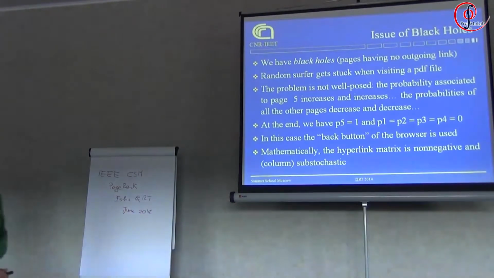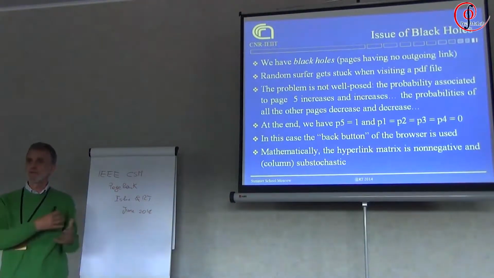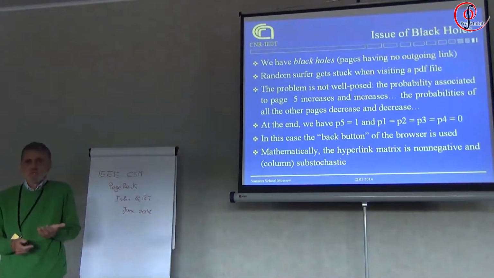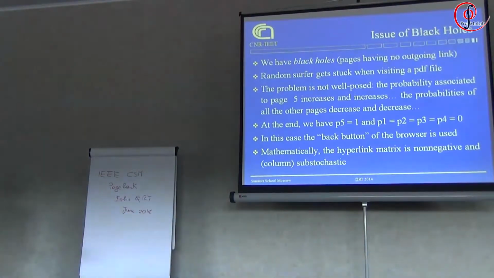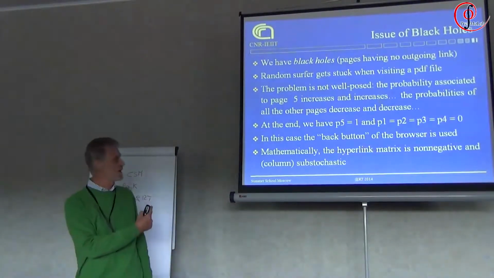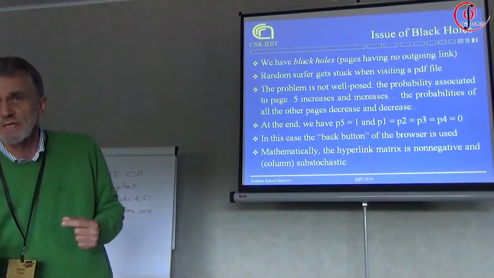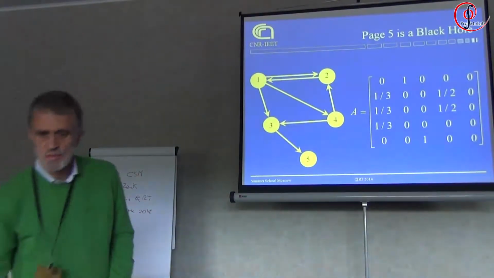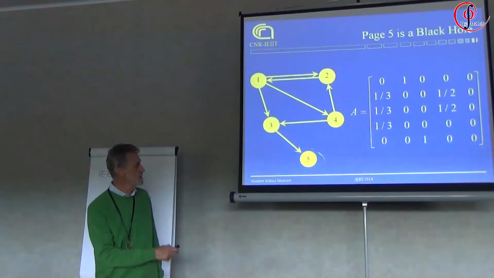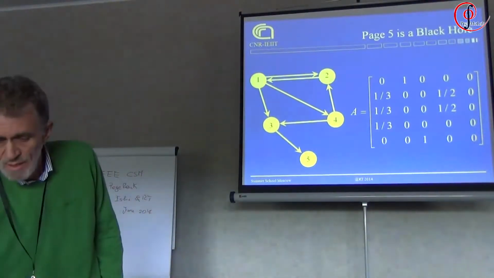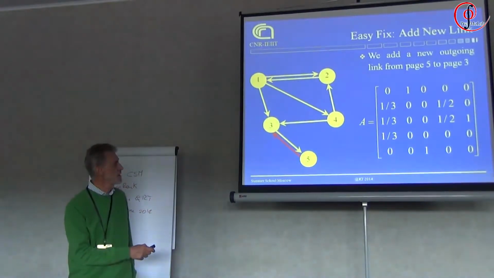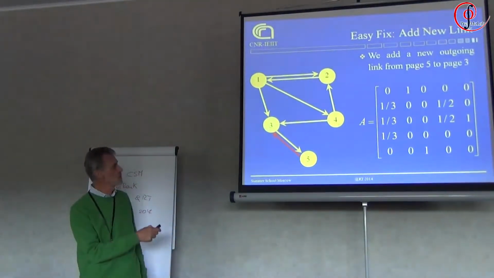So in this case, we have to work on some web modeling problem, and this is natural to all of us when we are in this situation. We get stuck in a PDF file, and we say, okay, what do we do? We want to continue the search, so we press the back button of the browser and go back. This helps us form a matrix which is stochastic instead of substochastic. So from this black hole, we put a hyperlink, and from it, for example, we go back to page number 3.